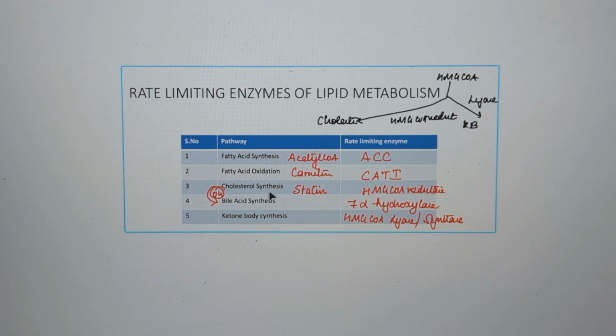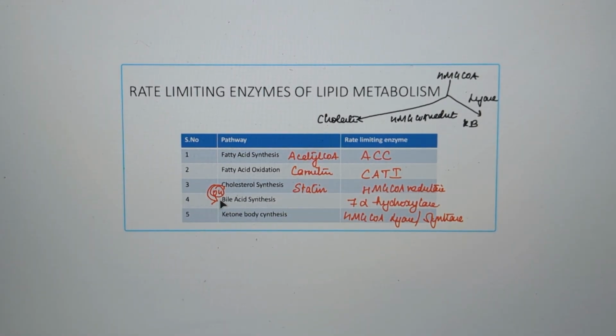For cholesterol synthesis, statins lower blood cholesterol levels by inhibiting HMG CoA reductase, which is the rate-limiting enzyme in cholesterol synthesis. For bile acid synthesis, bile acids are derived from cholesterol. Cholesterol on hydroxylation gets converted into bile acids. The rate-limiting enzyme is 7-alpha hydroxylase.